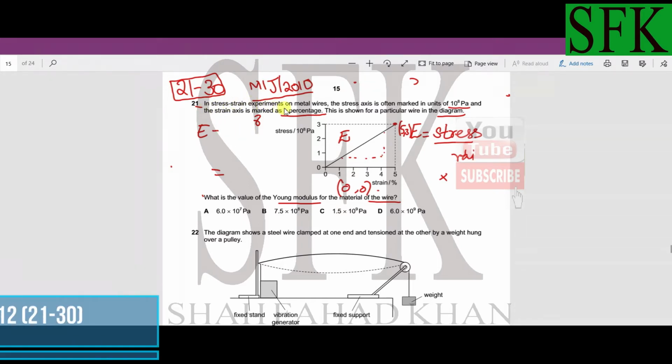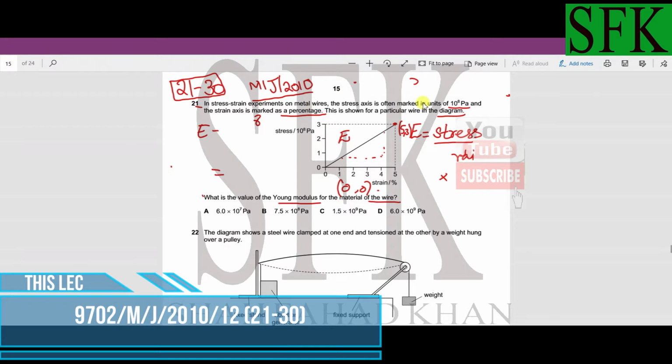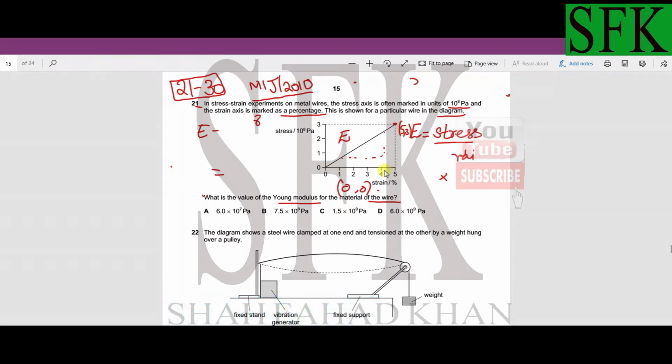In the stress-strain experiment on the metal wires, the stress axis is marked with the units of 10 raised to the power of 8 pascals, and the strain axis is marked as a percentage. This is shown for a particular wire in this diagram. So it's a given stress against strain graph. What is the value of the Young's modulus for the material of this wire? Young's modulus by definition is the ratio of stress to strain. Stress upon strain is Young's modulus.